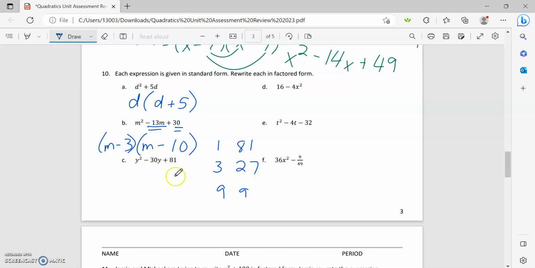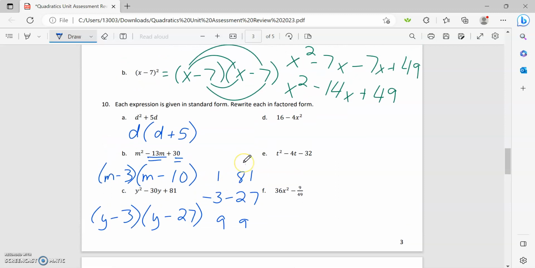All right, so again, I have a positive constant at the end. So the signs have to be the same. 27 and 3 have to stay the same sign, but they need to add together to be a negative number. So that means I have to have negative 3 and negative 27. So let's try that. So we've got y minus 3, y minus 27. Okay, so if I check that out, I get my first two terms y squared, outside negative 27 minus 3, so minus 30y. Negative 3 times negative 27 gives us 81.